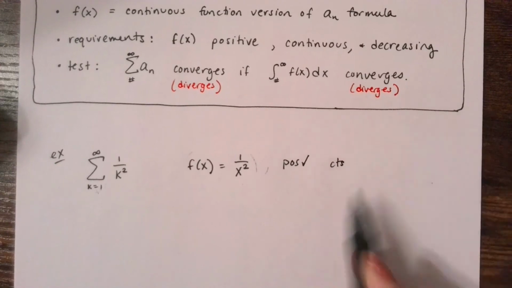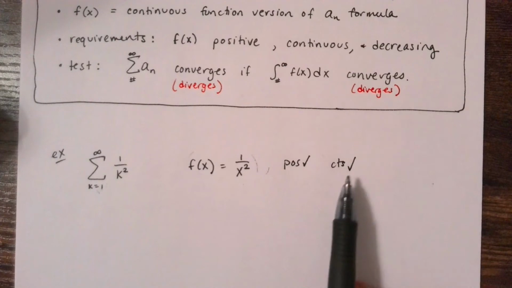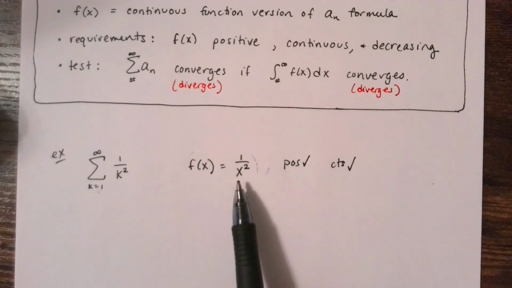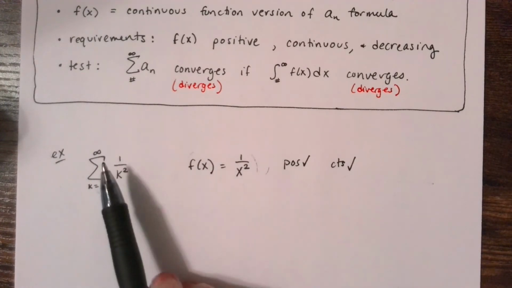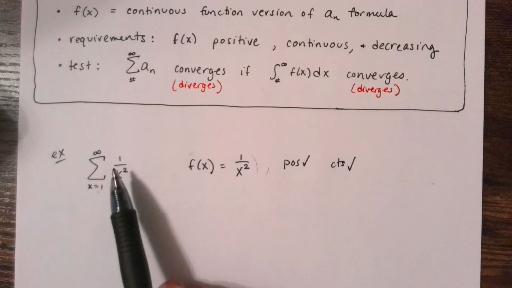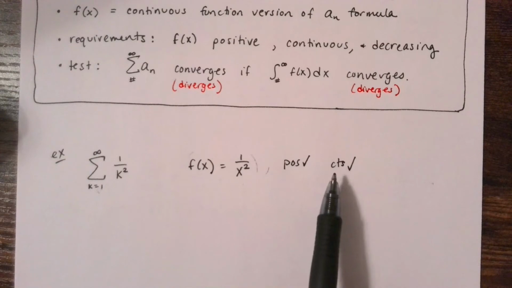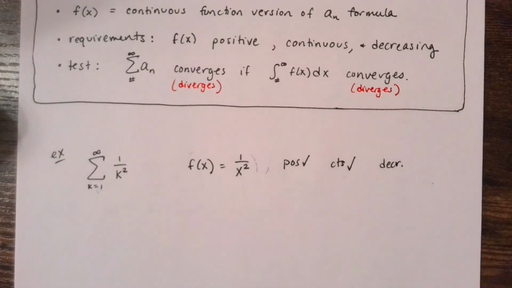Is it continuous? Yes. And that's actually kind of a maybe for a minute there. So 1 over x squared is not always continuous, right? It has a discontinuity at 0, but since 0 isn't from 1 to infinity, it's outside of where we care about, then we say, yeah, it's fine, at least where we care about. And then finally, we want to decide, is it decreasing from left to right?